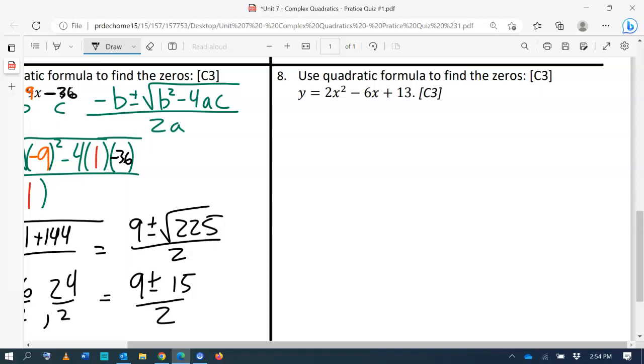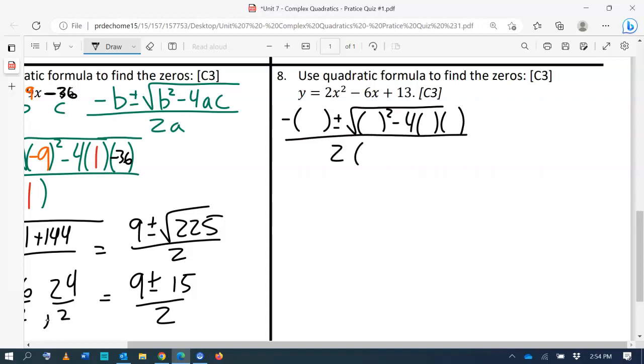All right, one more. This one has slightly more complicated numbers. I'm going to write my quadratic with the parentheses right now. All right, so our b value is negative 6. B goes here. A is 2, and C is 13. So negative, negative turns to a positive 6. Negative 6 squared is 36. Negative 4 times 2 is negative 8. And negative 8 times 13.